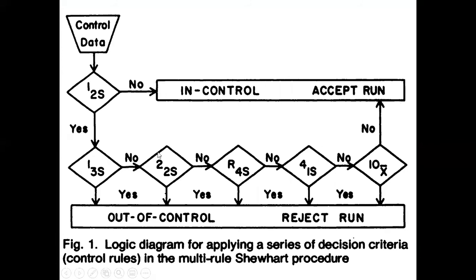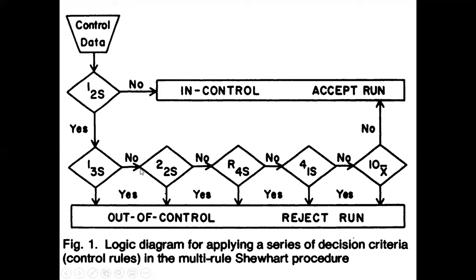This is the chart which I have reproduced. This is from the original publication of this rule from a journal. So we assess the control data. We look for the 1-2s rule. If it is not violated, then the process is in control. If the rule is violated, then we assess whether it is 1-3s. If it is 1-3s, then we are in an out of control situation.